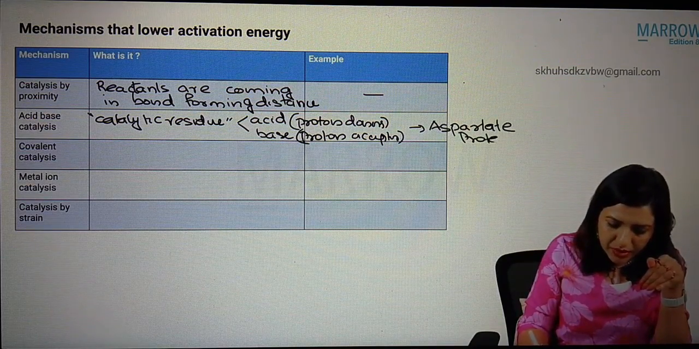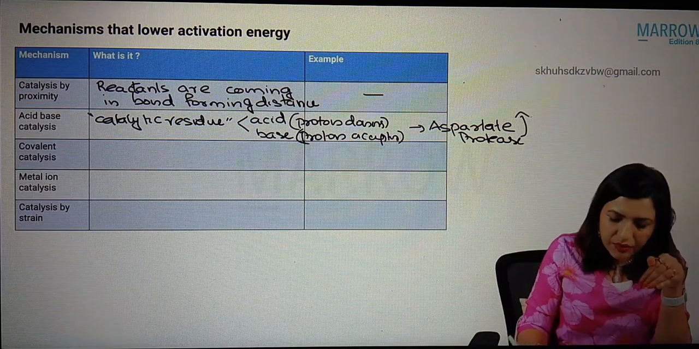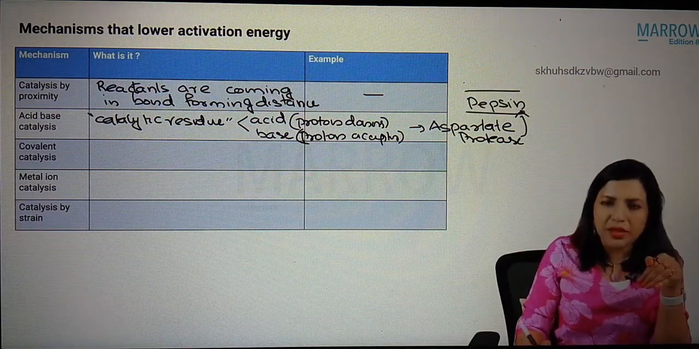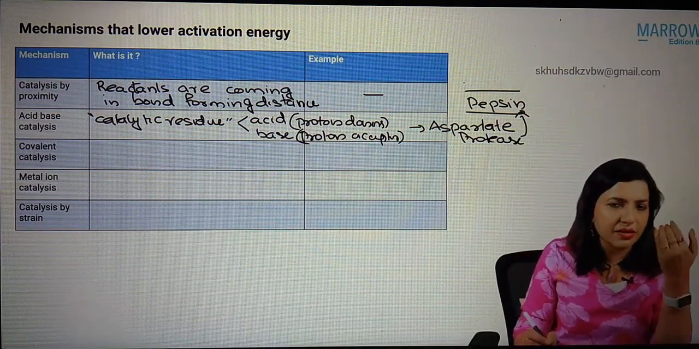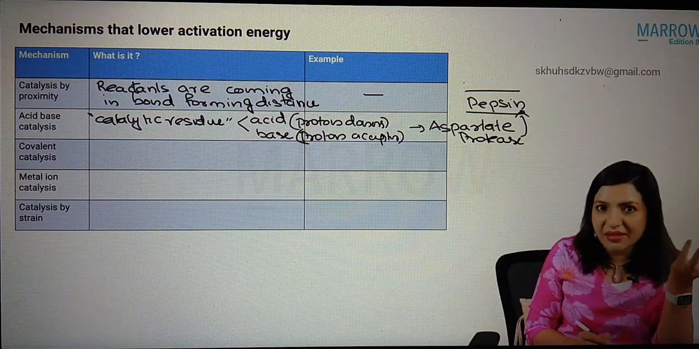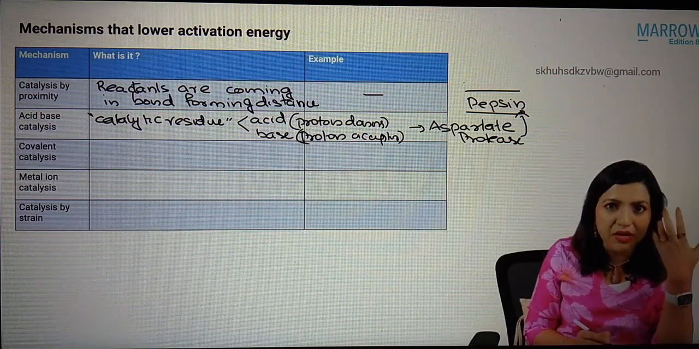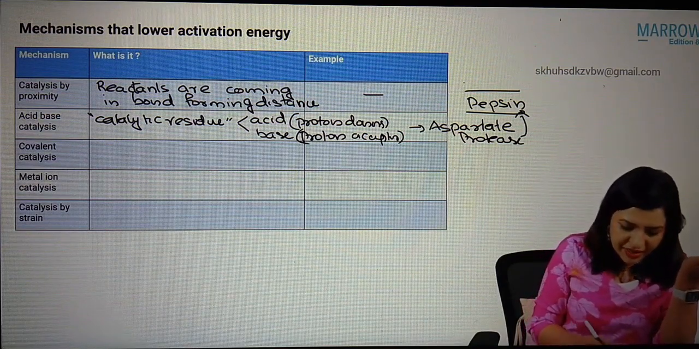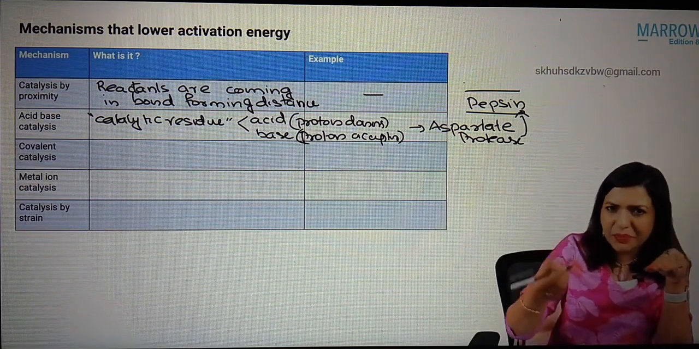Aspartate protease. One example of aspartate protease is pepsin, which is in the digestive system and digests or lyses proteins. Fine. Then another named mechanism is called covalent catalysis. What do you mean by covalent catalysis? The name is saying something about it.